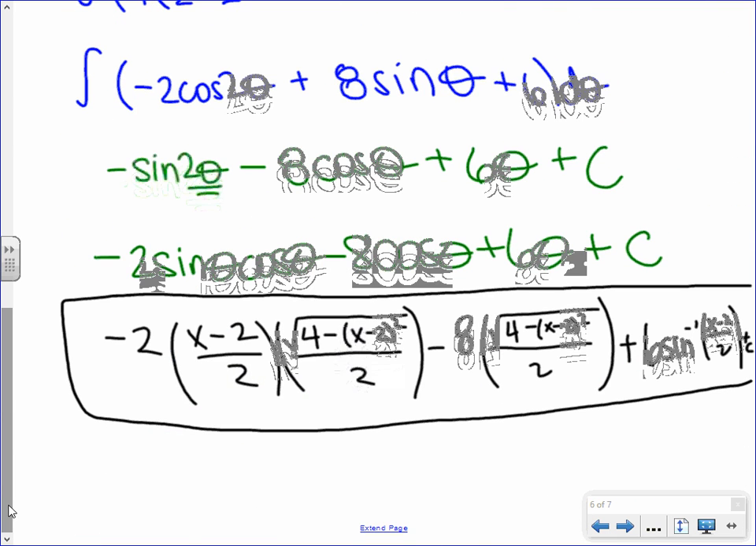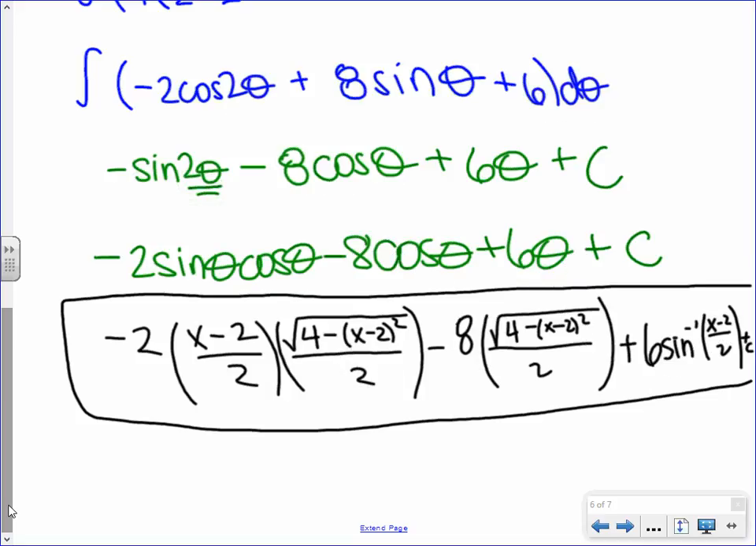Other questions? Those 3 identities, power reducing for sine, power reducing for cosine, and then the double angle for sine, you will need to know those 3 for the quiz on Wednesday, and then of course the test whenever that happens. Okay?